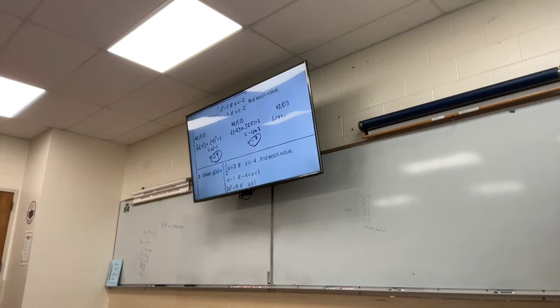Please come. All right, we have f of 7. Since 7 is greater than or equal to -2, we plug it into this bottom f of x right here. So f of 7 is 5 times 7 plus 3, which equals 35 plus 3, which equals 38. Are we having trouble understanding that or no?